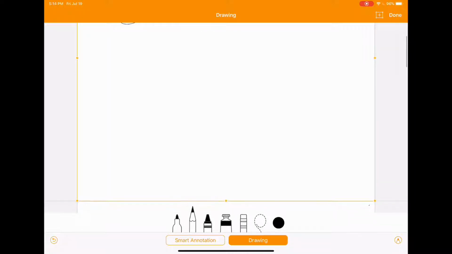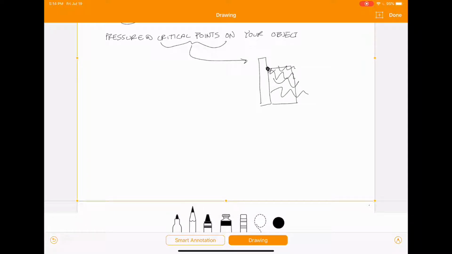So the first thing that you'll want to do is find the pressure of water at critical points on your object. So these critical points here that we're talking about, it's going to be that part on the object where the water first starts and at the very bottom. These are going to be your critical points, those critical locations where the pressure is going to start and where the pressure is going to end.